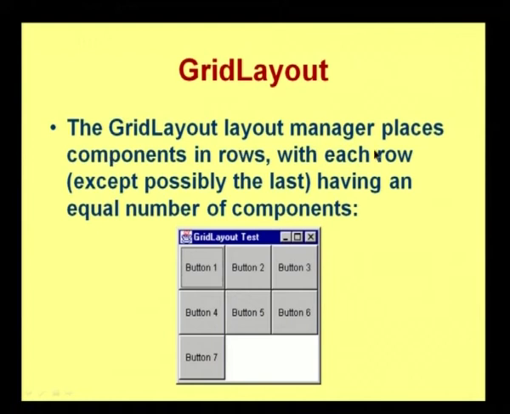In grid layout, as I told you, I have to fix how many rows and how many columns there are. The grid layout manager places components in rows, with each row except possibly the last having an equal number of components. So I can have n by n or m by n, you say how many rows and how many columns. Whenever you add elements, if some columns are left out at the last row, we never worry about that, and it will be left blank.